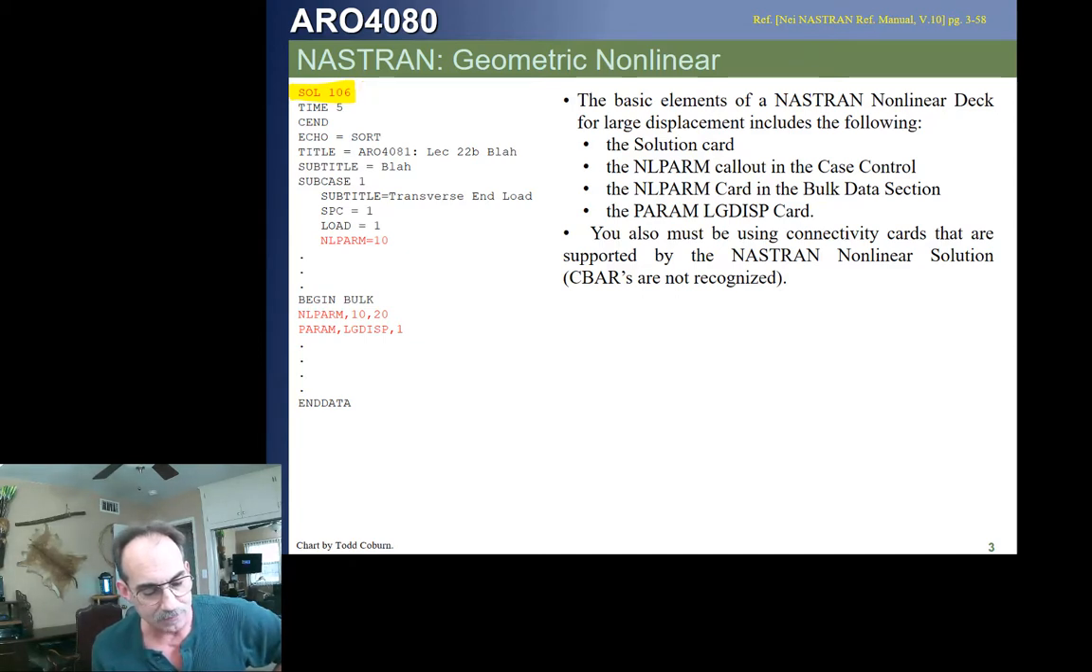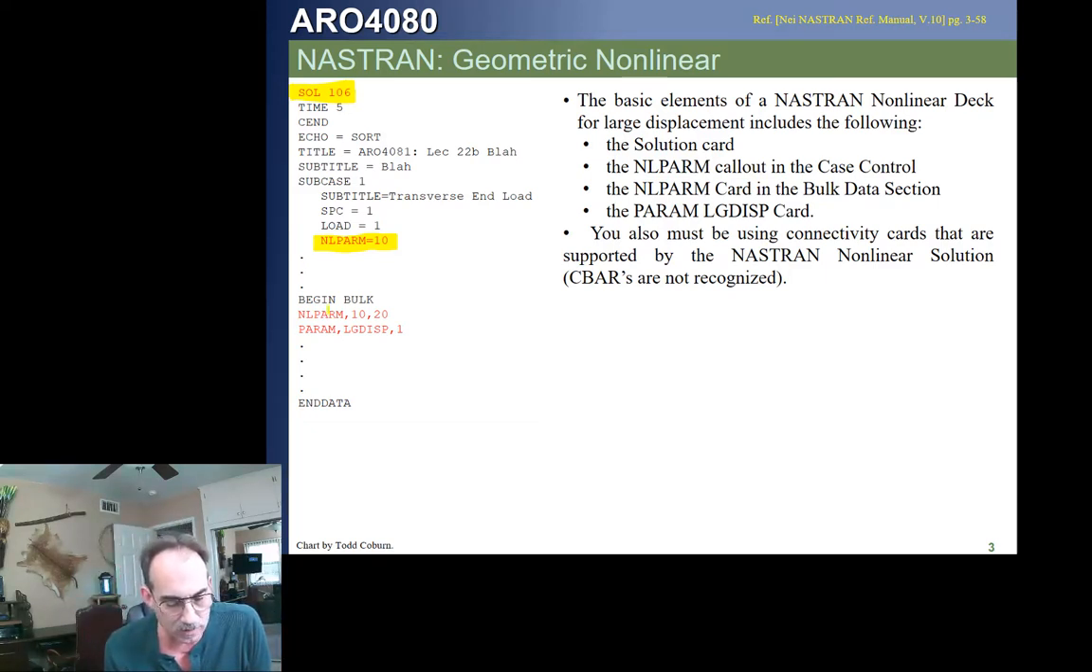You'll notice the rest of the executive deck and case control deck is the same, except that we have an additional card, NLPARM. That's going to tell us what nonlinear parameters we're going to use. And actually all that does is identify the ID number of the card that's in the bulk data deck that will tell us how the nonlinear analysis is going to behave.